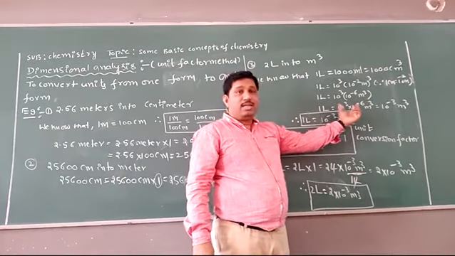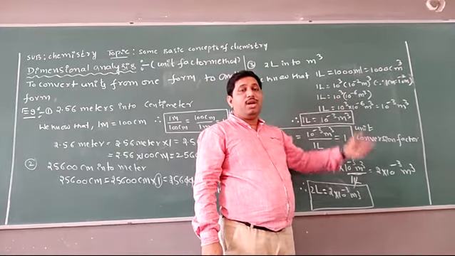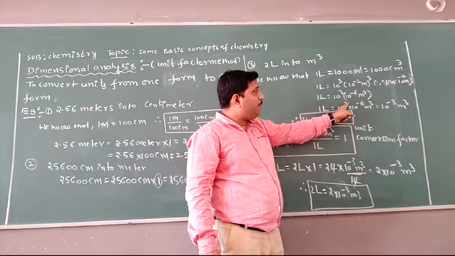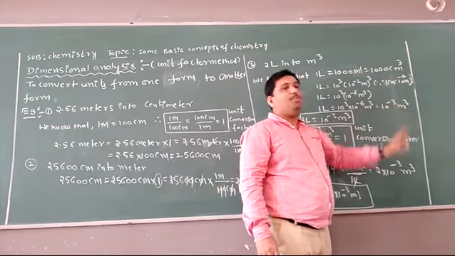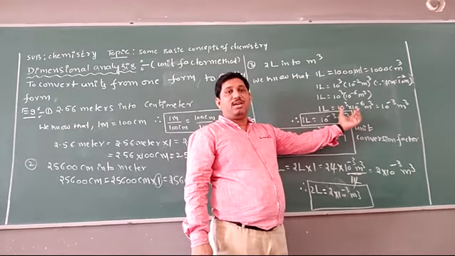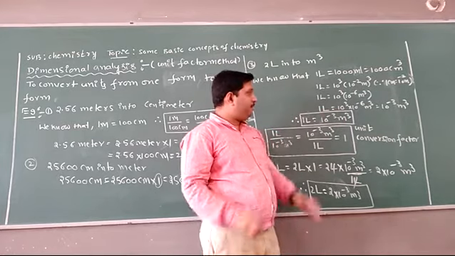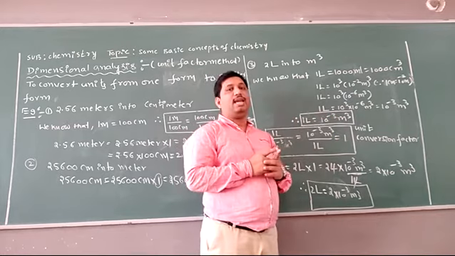We know that it is in the form of 10 to the power of x into 10 to the power of y. Therefore, 10 to the power of x plus y is the correct one. 10 to the power of 3 into 10 to the power of minus 6. Therefore, 10 to the power of minus 3 meter cube. If bases are equal, powers are added. 3 minus 6 is nothing but minus 3. Therefore, conclusion: 1 liter is equal to 10 to the power of minus 3 meter cube.